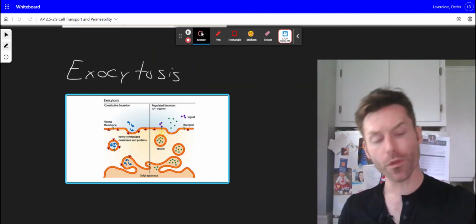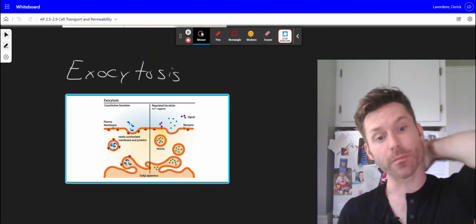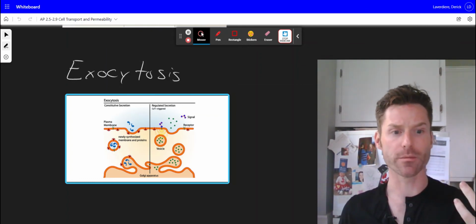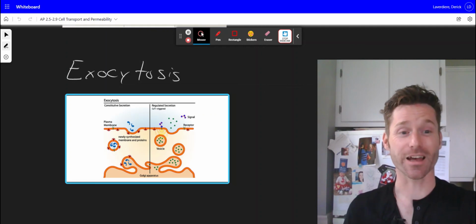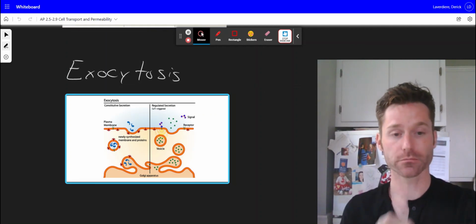Both of these mechanisms require a fair amount of energy because moving the membrane the way that it needs to be moved does require energy. So these are technically types of active transport.